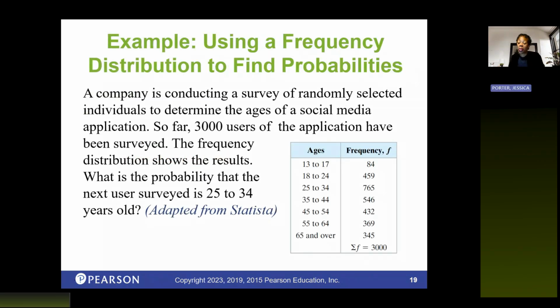All right. Let's see if we can stump you now. A company is conducting a survey of randomly selected individuals to determine the ages of users of a social media application. So far, 3,000 users of the application have been surveyed. What is the probability that the next user surveyed is 25 to 34 years old? What are we going to divide in this case?